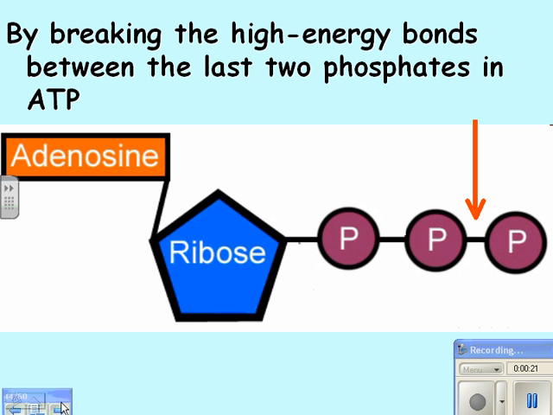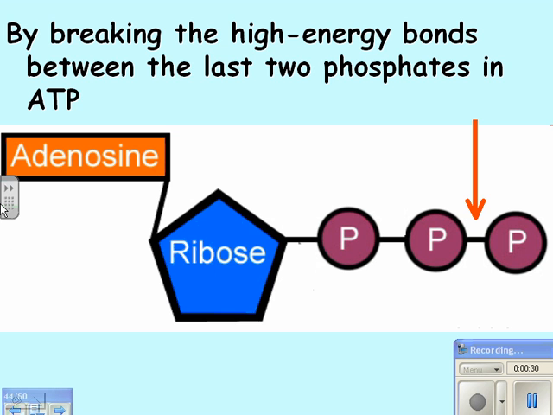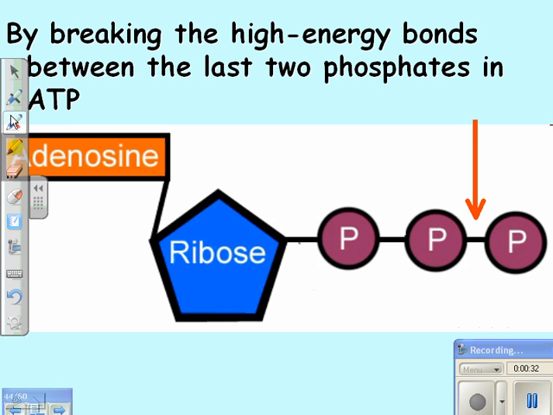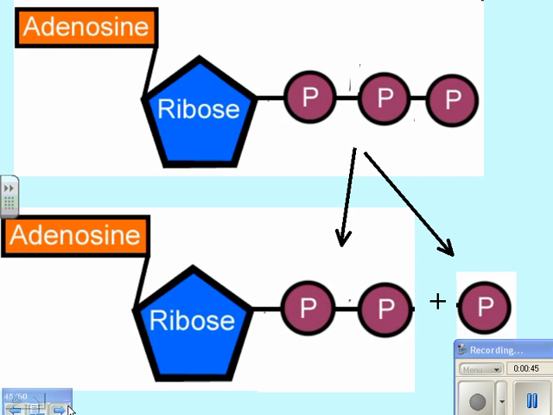And the way that you get energy is by breaking the high energy bonds between the last two phosphate groups in ATP. So typically what you do is break this bond right here. In that case, you're breaking it from ATP with 3 phosphates down to just 2, ADP. So here you have ATP, you've broken this bond, and what you end up with is ADP plus P.